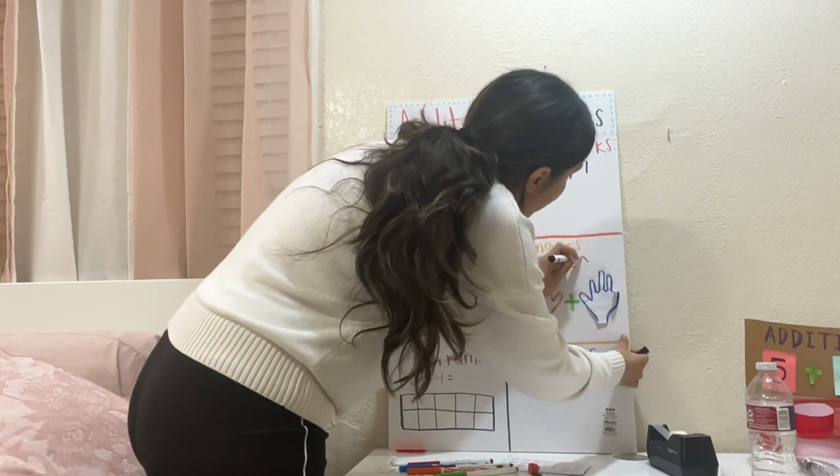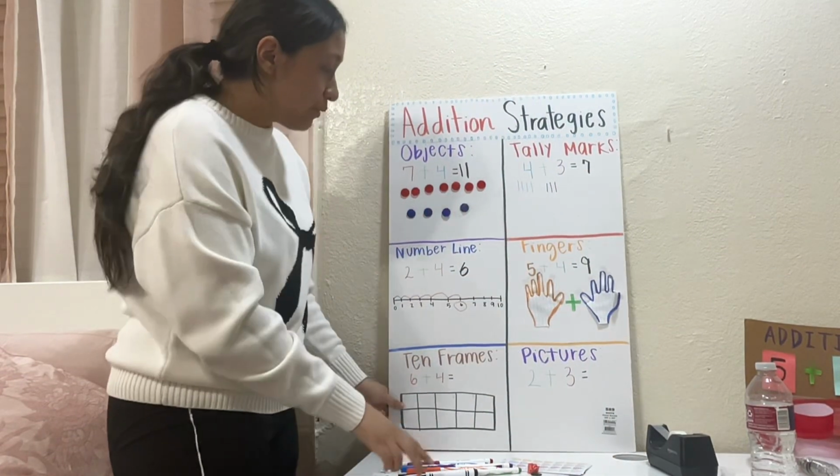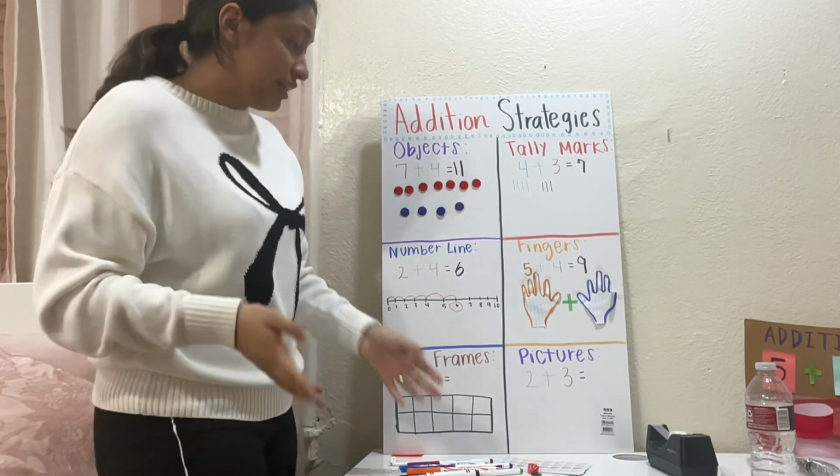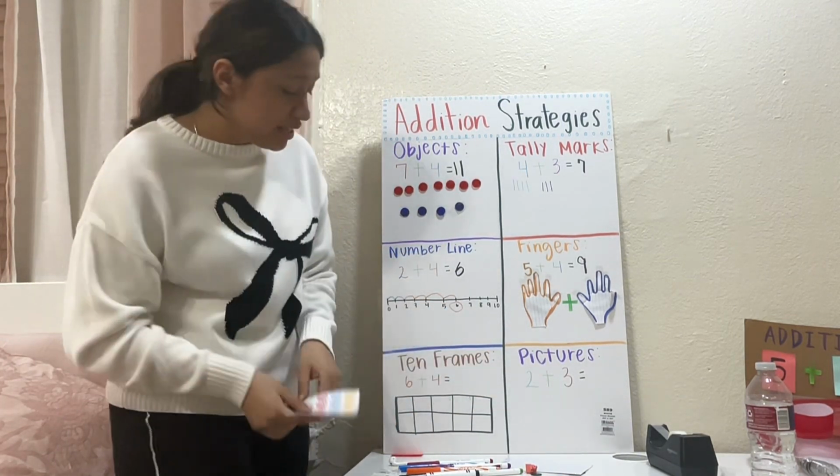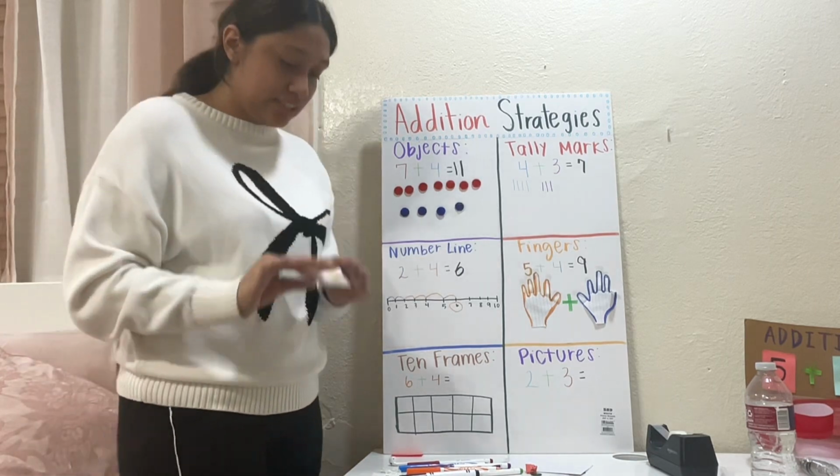Correct. So we're gonna write our number 9 there. And then we also have tens frames that we've done before, that we used before. So we need to know what 6 plus 4 is using our tens frames. And here we're gonna be using our Mighty ID stickers.